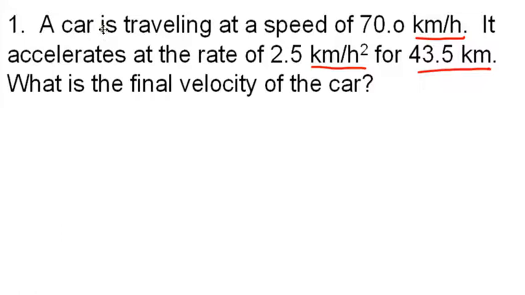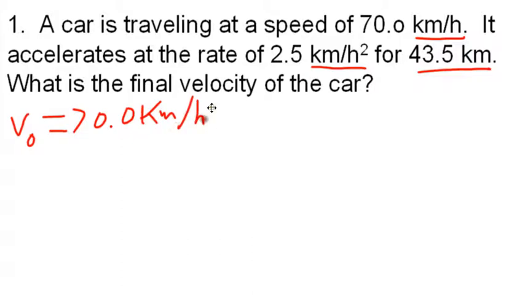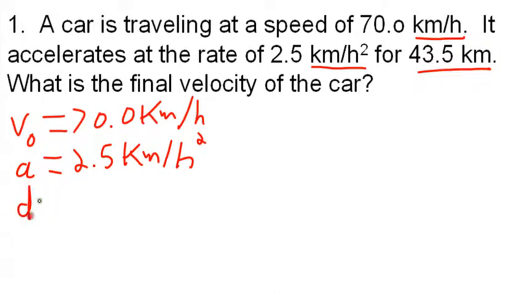So, a car is traveling. We are given this speed, and we're not told the direction, so we can assume that it's going in the same direction the entire time, so this is equivalent to a velocity for us. In this case, this is going to be our V0, and that's going to be 70.0 kilometers per hour. It accelerates at a rate, so we know our acceleration is 2.5 kilometers per hour squared. And we know our displacement of 43.5 kilometers.